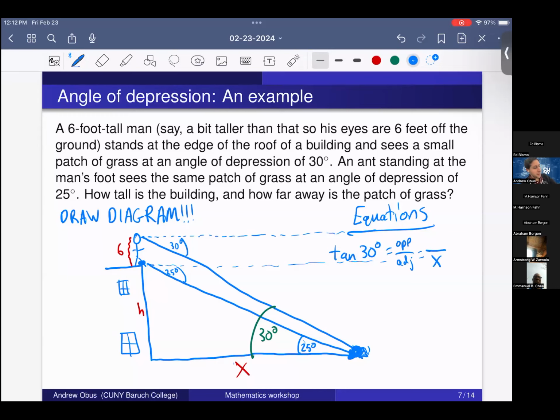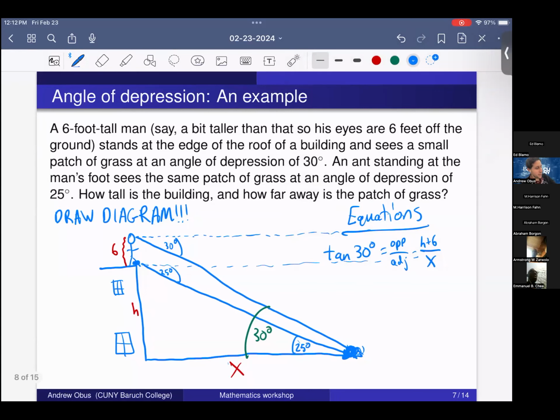Let's be careful. What is the opposite side here? The opposite side will be h plus 6, because we're looking at this triangle over here. It's this whole triangle with the 30 degrees. This side is x, and this is the full thing, so this is going to be h plus 6.